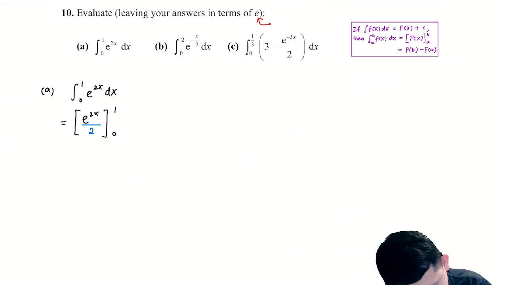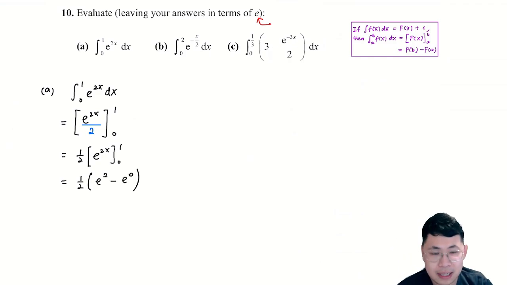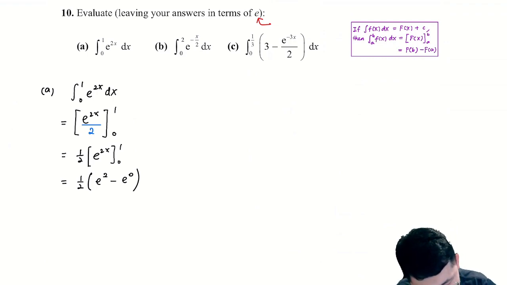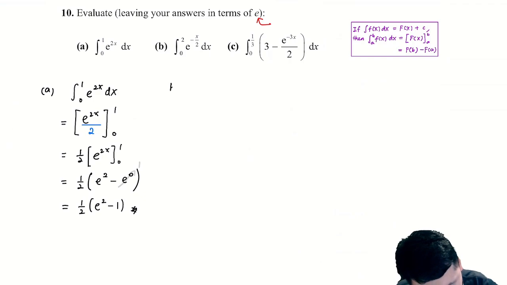Okay, evaluate from 0 to 1. Now I'm going to bring the half out to make it easier for me to sub in. Okay, so subbing in would be e^2, 2 times 1, so it will be e^2 minus e^0, like this. Putting in the values for 1 and 0. Now e to the power 0 is actually 1, so what I have at the end would be half (e^2 minus 1), and I'll just leave the answer like that. It's okay to leave the answer like that. It's already an exact value.